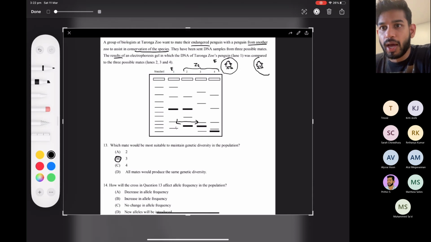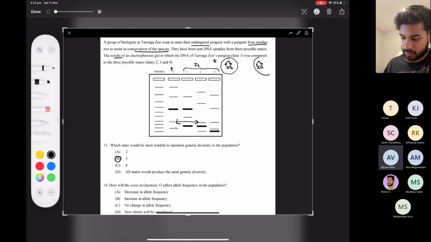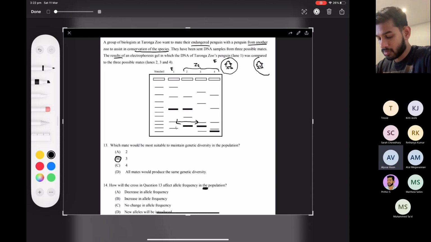Good. How will the cross in question 13 affect allele frequency in the population? So you pose this question. What's your rationale for what you picked? I thought it would be B because there would be more alleles in the population as a result of the cross. But I think they were going for something else.